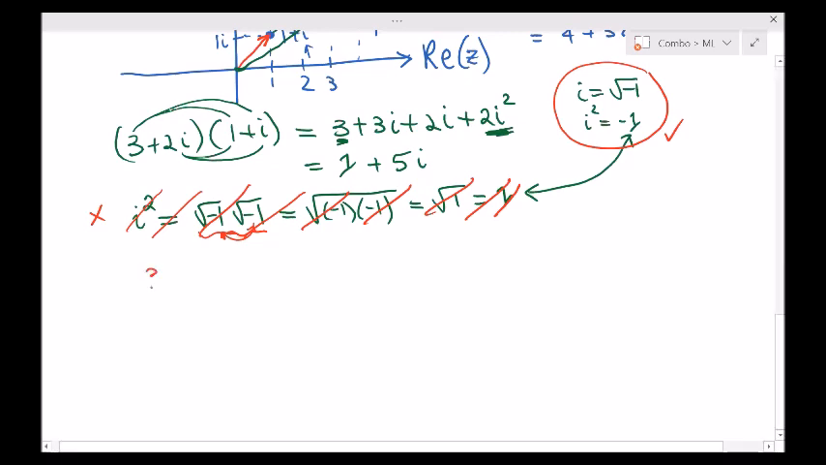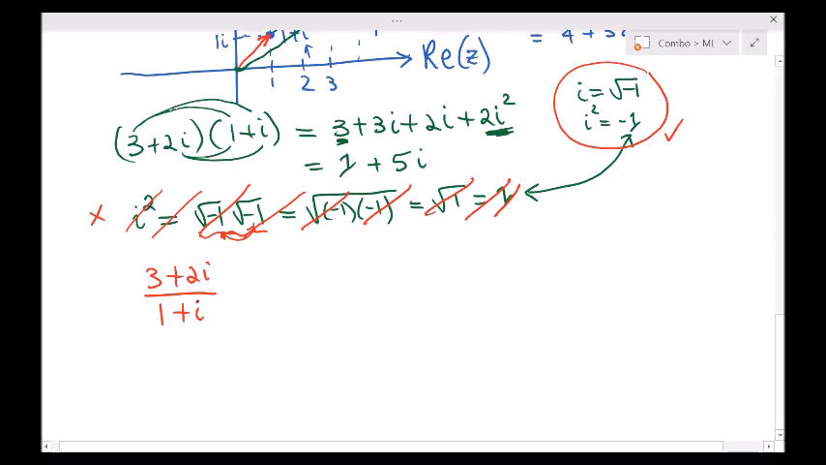How about dividing them by each other? 3 plus 2i, can I divide them? Such an operation, does it exist? How can I do that? How can I divide a complex number by another complex number? So far we saw addition, subtraction, multiplication. How would I accomplish division?